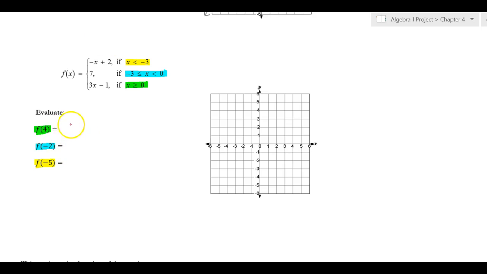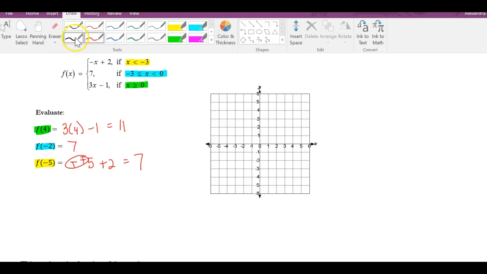Okay, so for the first one, I should plug in 3 times 4 minus 1, and so I get 11. For this blue one, I don't have anything to plug in. I don't have an x, I just have 7, so it's just going to be 7. And then for the yellow one, it's going to be negative, and then I plug in a -5 plus 2. Well, those two negatives become positive, so it's 7. Alright, so now we have to graph each one.